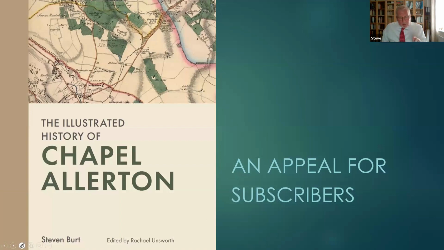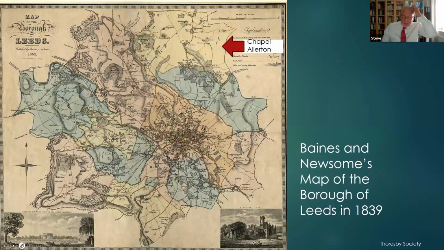What does Chapel Allerton refer to? Let us begin by defining the bounds of Chapel Allerton, which are clearly delineated here on the 1839 Baines and Newsom map of Leeds. Chapel Allerton was one of 10 out townships of Leeds, which included Headingley-cum-Burley, Potter Newton, Farnley, Bramley, Armley, Wortley, Holbeck, Hunslet and Beeston.